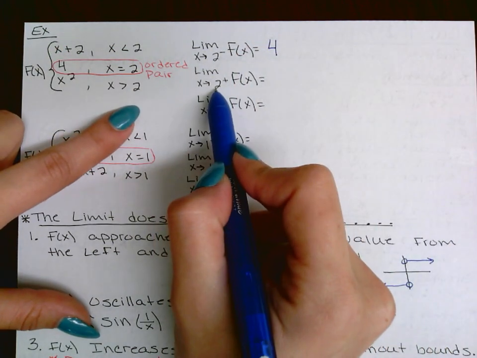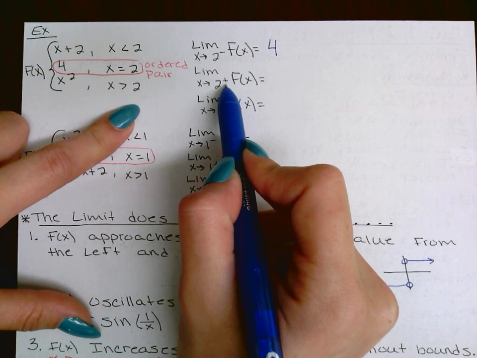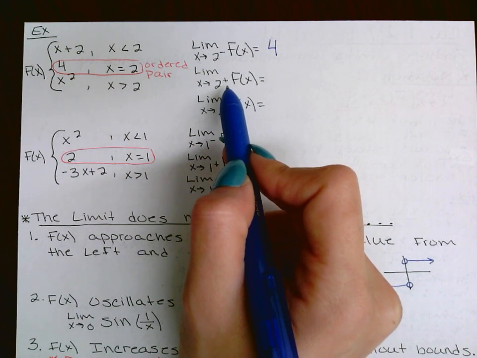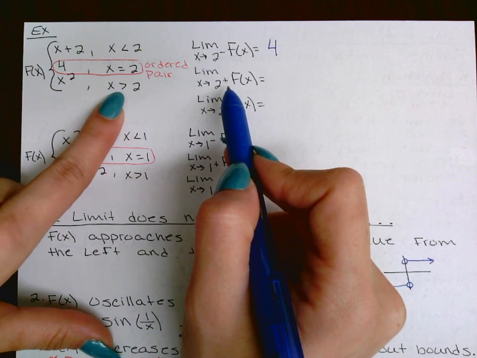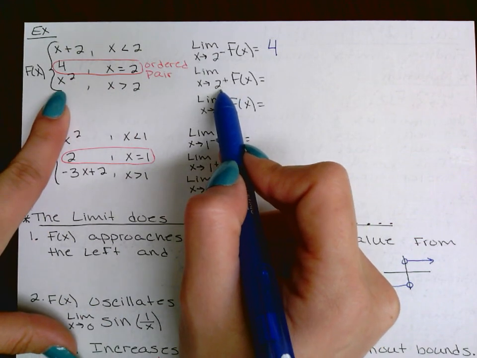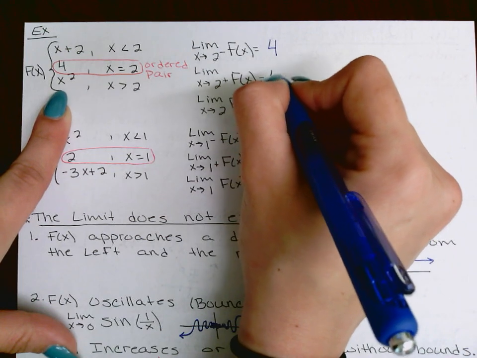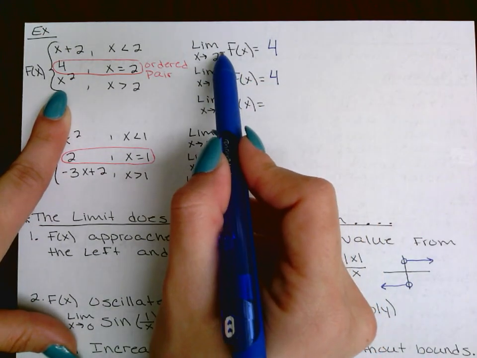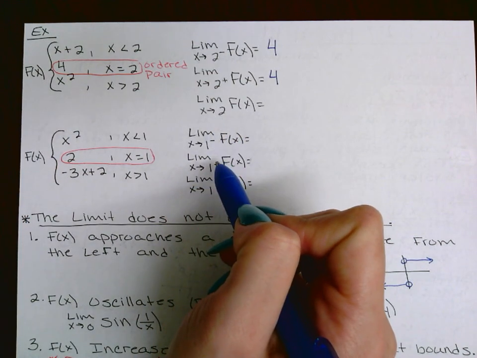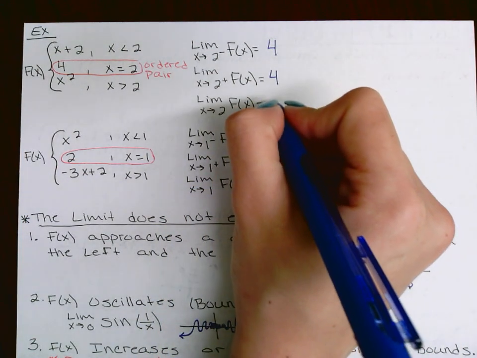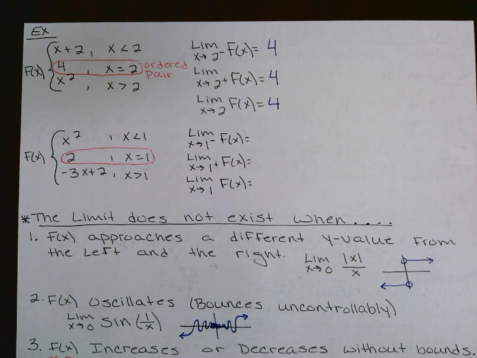Now, the next one says to approach 2 from the right. Which one do I use if I say 2 from the right? The last one, because it says when x's are greater than 2. So what is 2 squared? Because my limit from the left and from the right equal the same, what can I say about the limit as x approaches 2 generally? It equals 4. Make sense?